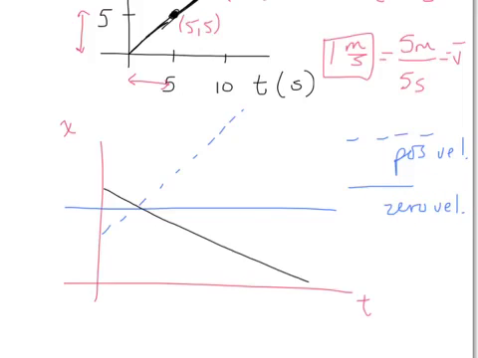And finally, the black line. Clearly this object's position is decreasing, so it has what kind of a velocity? It has a negative velocity. Until it goes beyond here, it still has a negative velocity, but then it'll have negative position as well.